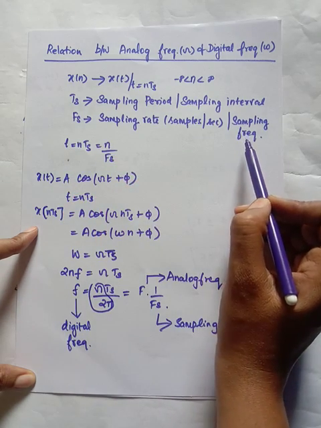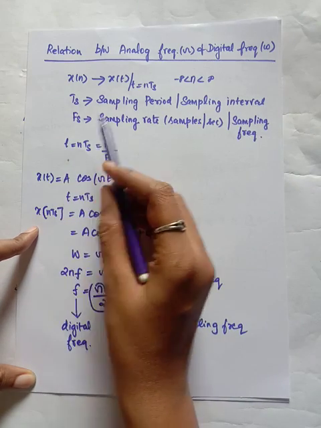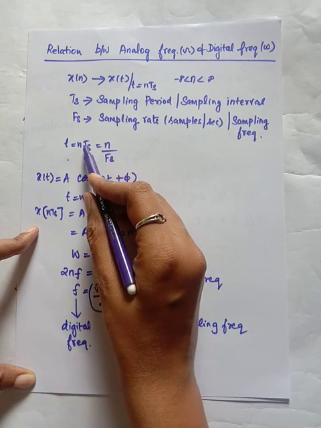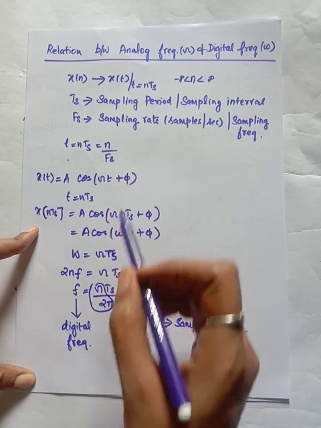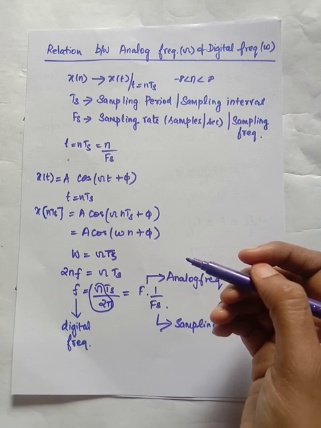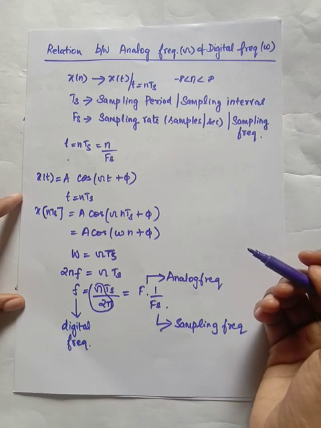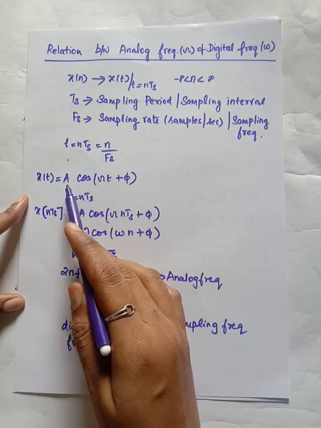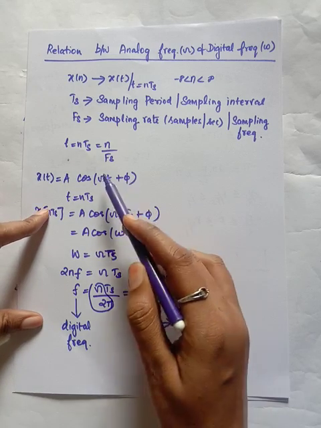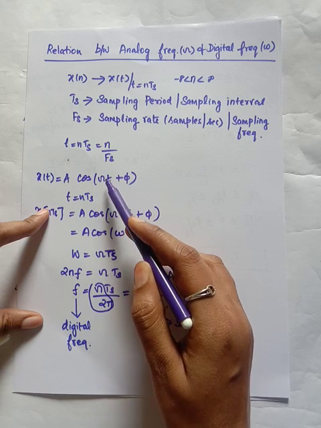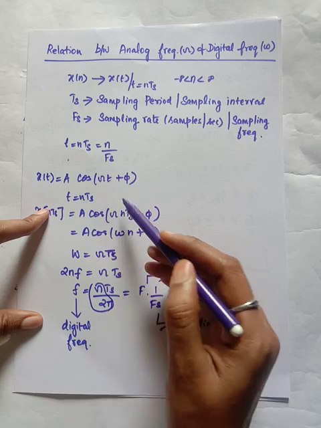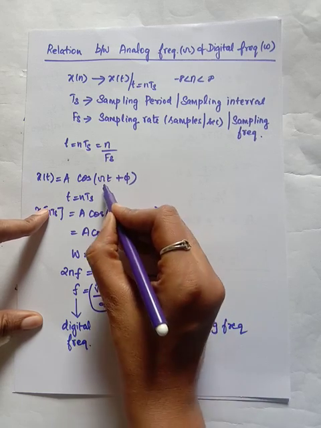And here we know that t equal to nTs. Here Ts we can write as 1 by Fs. So here we are going to obtain a relation between the analog frequency and the digital frequency. For that I am considering a cosine waveform, A cos of ohm t plus phi. This ohm represents the analog frequency. Now I am substituting t equal to nTs.